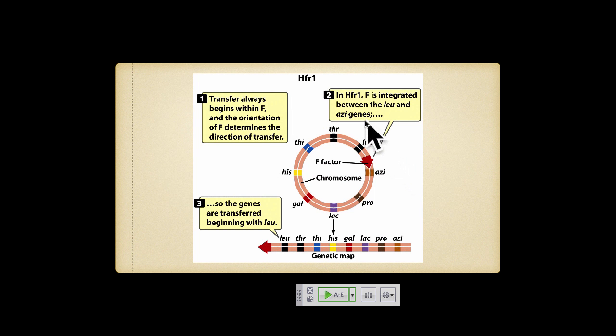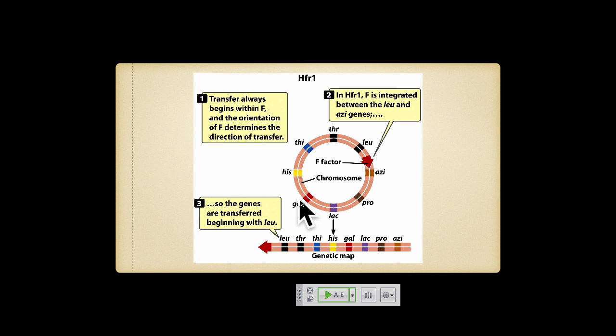So here's a strain just called HFR1. This is just one strain. So here's the F factor. The arrow indicates the direction of the transfer. To make it more complicated, depending on which way the episome integrates, it either is going to go clockwise around that circle or it's going to go counterclockwise. The direction of the arrow indicates the direction. Okay? So leucine is going to transfer first, then threonine, thymine, histidine, etc.